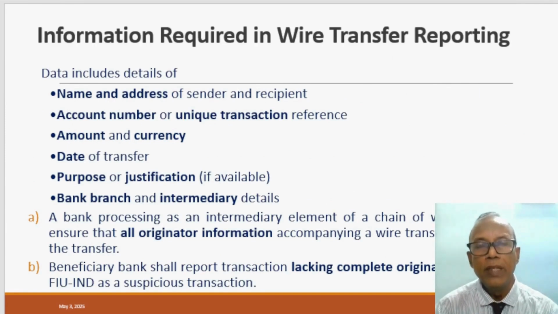Wire transfer reporting, key data required. Wire transfers must include full details of sender and recipient, account number or reference code, transfer amount and currency, date, purpose, and intermediary banks' details. Intermediary banks must ensure originator information is retained. Missing originator data must be reported to FIU-India.